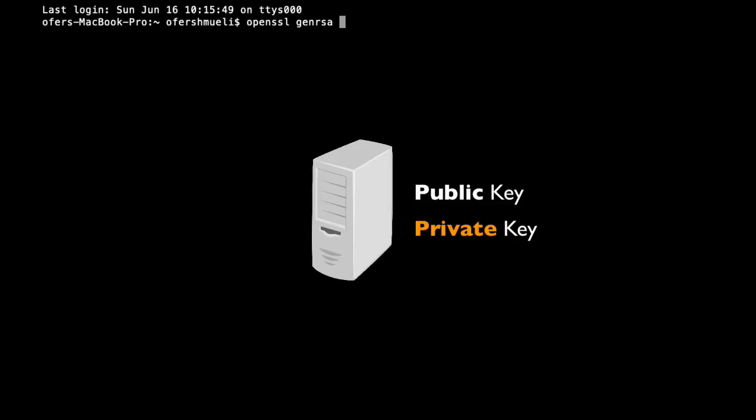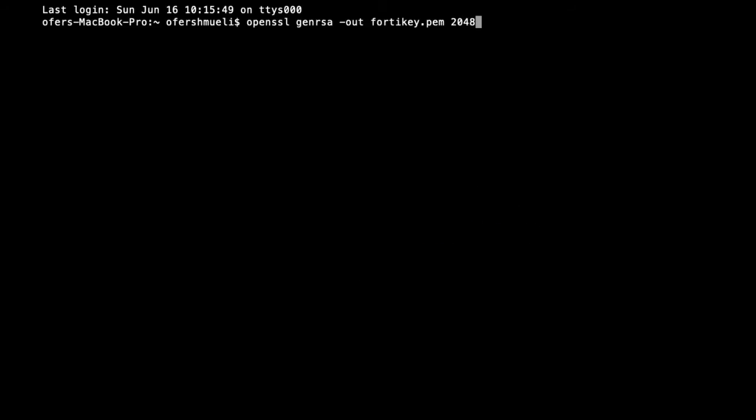genrsa, and let's name our key pair. Let's name it fortigate, and let's contain it in a PEM format, which is a container that will include both keys. And let's decide that the size of the keys will be 2048 bit.